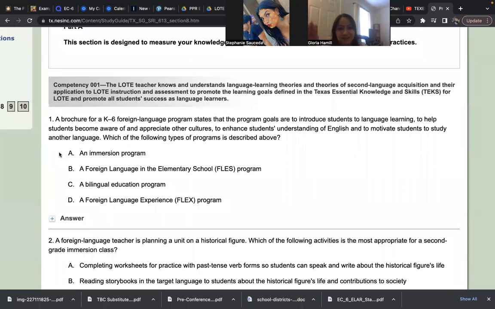And then the FLES, it was elementary. So they have some exposure, but they need to know some of the language somewhat, whereas the FLEX was more of an exposure. So those two immediately just stand out. Right. But you've not seen this one.